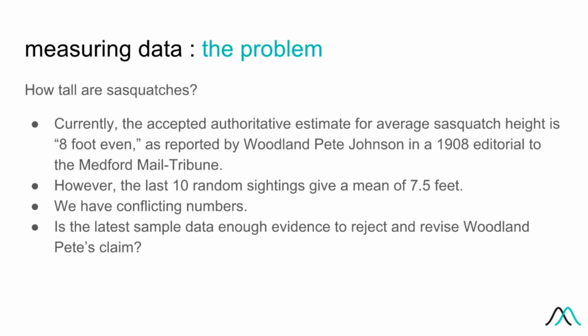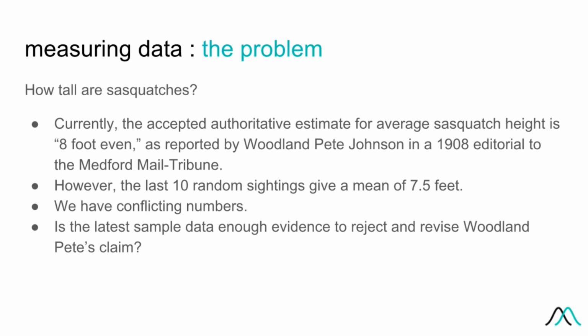This is a perfect example, if I say so, of the type of problem that statistics allows us to solve. It helps us get strong conclusions out of partial knowledge. That is, answering whether we should defer to Woodland Pete's authority or revise it will depend on analyzing a sample, which is, of course, partial knowledge of a population. This question is going to animate our series.